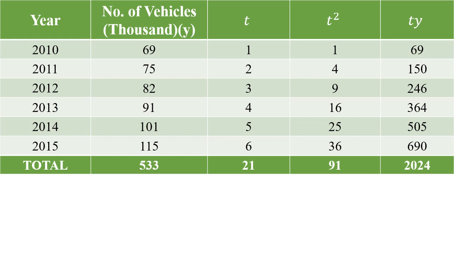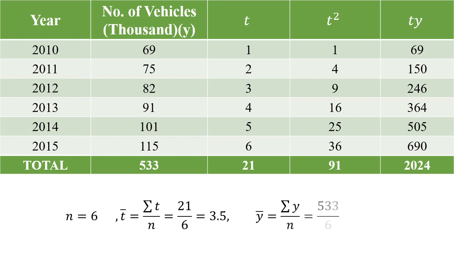Once you have got all the columns perfectly, you have to make a total, horizontal total here. Don't just copy these columns down in your notebooks. It's better if you calculate it on your own. Then here n is 6, so t bar will be 21 upon 6, that is 3.5, and y bar will be 533 upon 6, that is 88.83. Once you have got all these columns and averages perfectly, we can move forward.